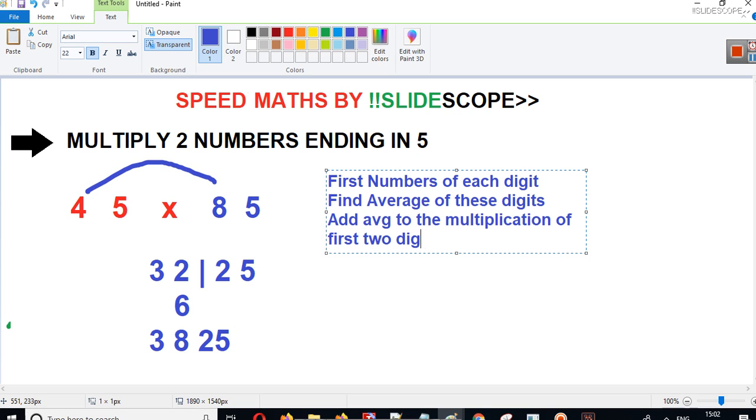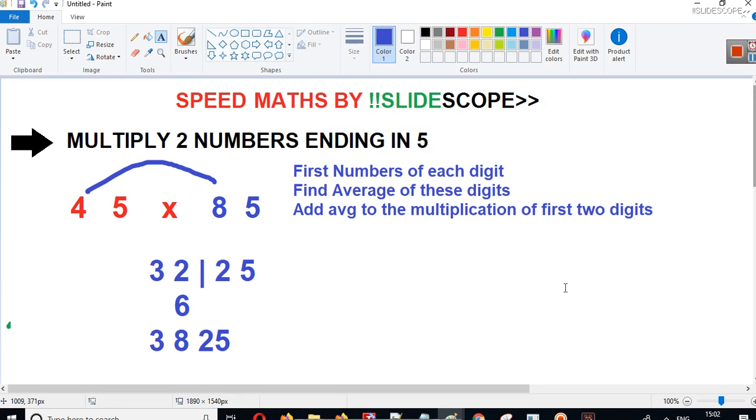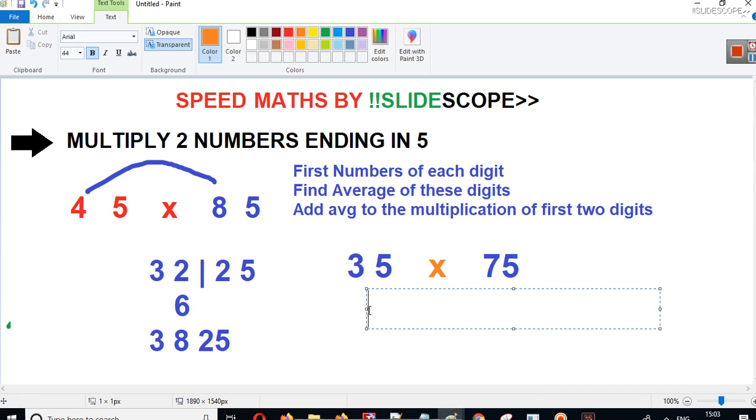Again, when I am explaining it to you, it is taking some time. When you do it on your own, you will try this example and find it really easy. Let's take some other example and that will make it more clear. So we have another number, 35 multiplied by 75. First multiply 3 and 7. What is the answer? 21.